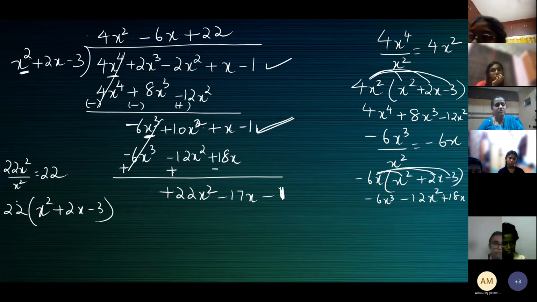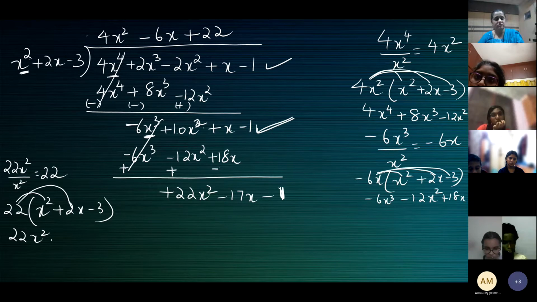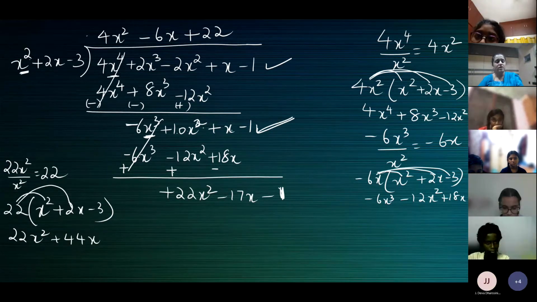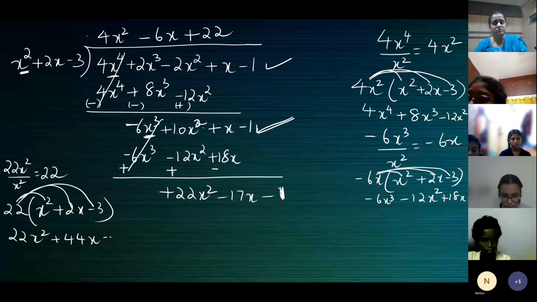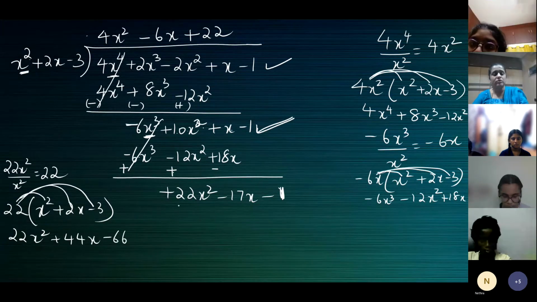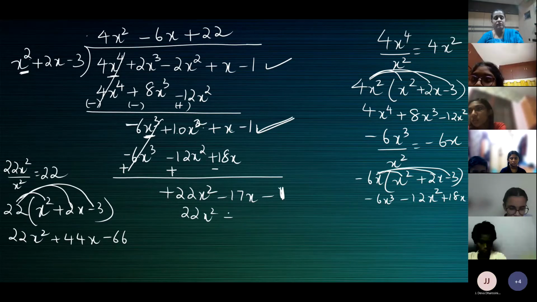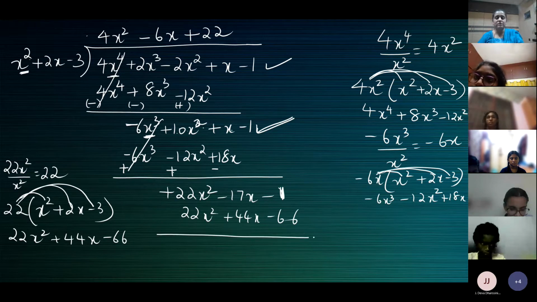Yeah. Now what is 22 into x squared? 22x square, ma'am. What is 22 into 2x? 44x, ma'am. Plus 44x. And what is 22 into minus 3? Minus 66, ma'am. Write that here. So 22x squared plus 44x minus 66. What is the next step?